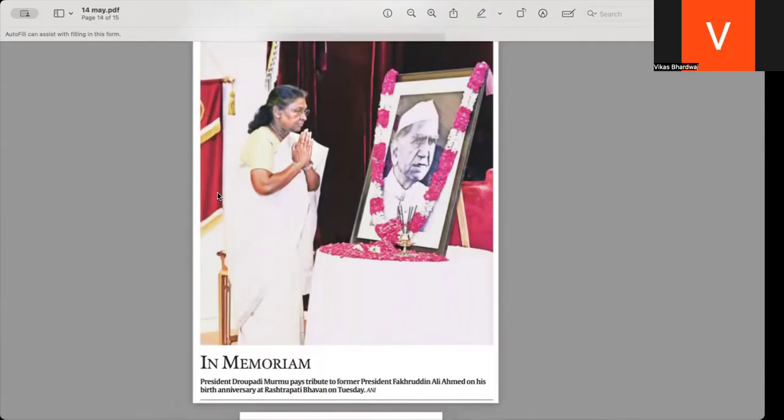President Droupadi Murmu paid tribute to former President Fakhruddin Ali Ahmed on his birth anniversary at the Rashtrapati Bhavan. So for Fakhruddin Ali Ahmed, please check out which number president he was, and you must know the names of all the presidents and their one or two great achievements.